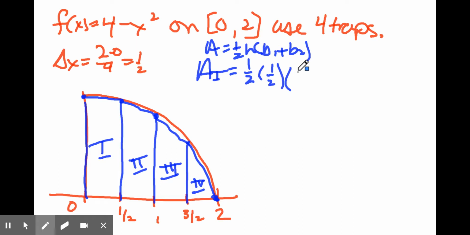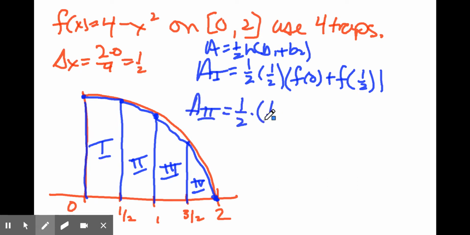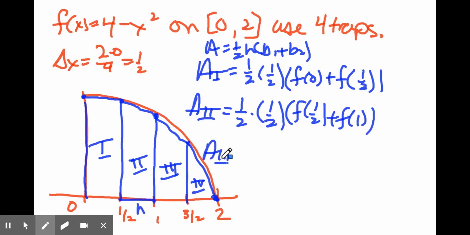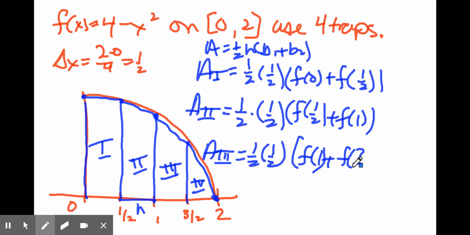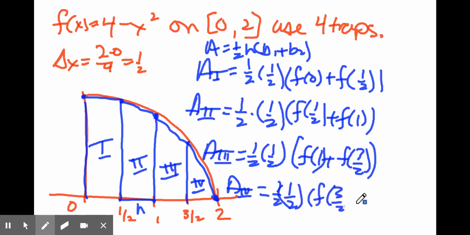So 1/2 of a half, f of 0 plus f of 1/2. Next one is half of a half again, right? The height is this way. F of a half plus f of 1. The third one is a half of a half, f of 1 plus f of 3/2. And finally, the one that we're most interested in, I guess, is a half of a half, f of 3/2 plus f of 2.